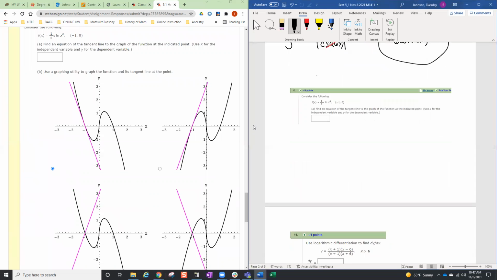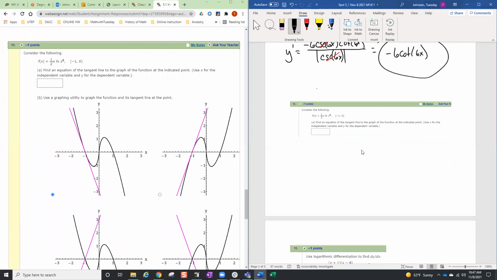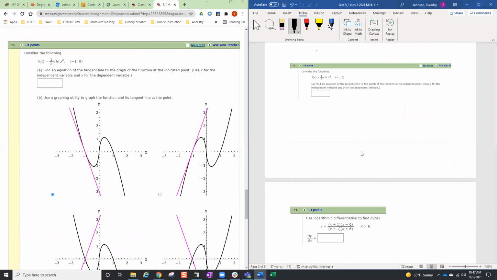Okay. Consider the following, and the functions over here on the left as well. If you're watching on a phone, this has really got to be pretty tiny for you. Sorry about that. But I like my monitor at home because I could actually see these side by side and have room to write. Consider the following. f of x equals 1/2 x natural log of x to the 6th, and the point -1, 0. Find an equation of the tangent line to the graph of the function at the indicated point. Use x for the independent variable and y for the dependent variable.